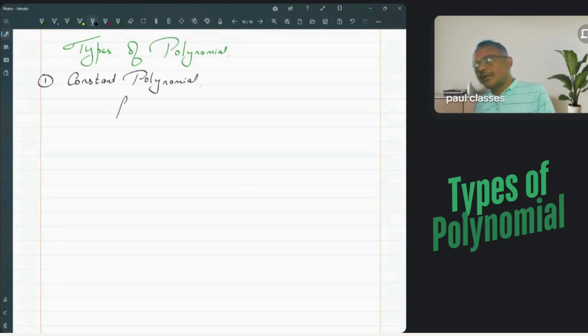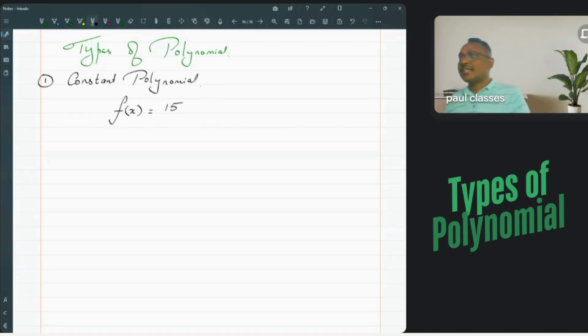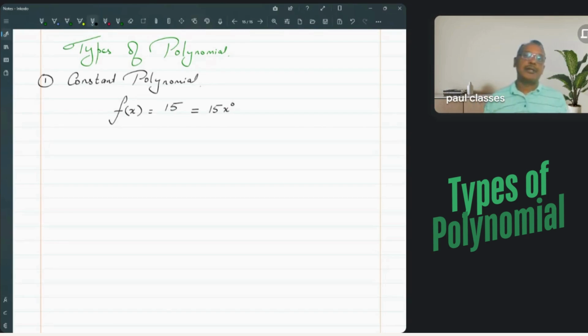A polynomial is named like f(x), p(x), q(x). x because the variable is x. If we use y, it will become f(y). So what is a constant polynomial? Say f(x) is equal to 15. This is a constant polynomial. There is no x in it, sir. Is there an x here? Yes, I can write this as 15x to the power 0. It's a constant, so that's why it's called a constant polynomial.